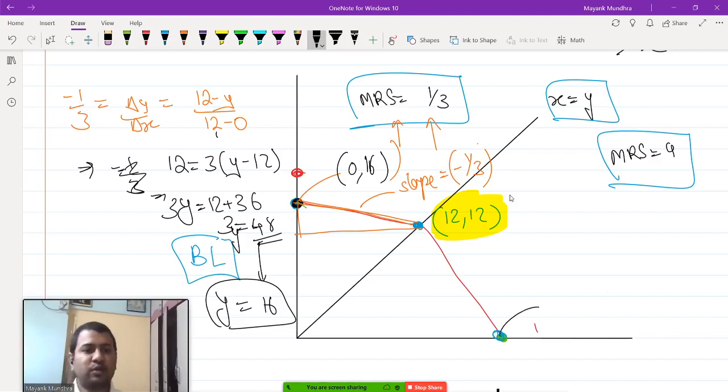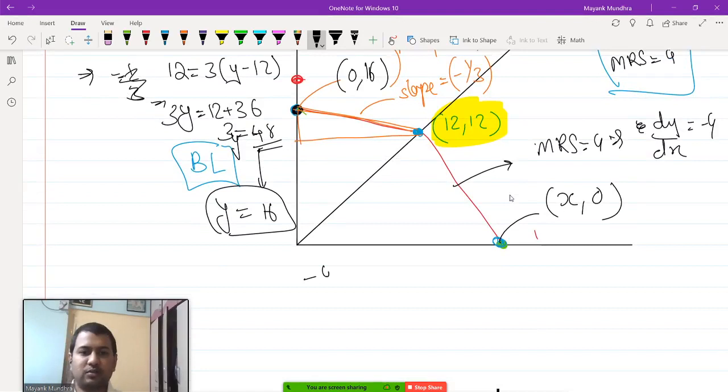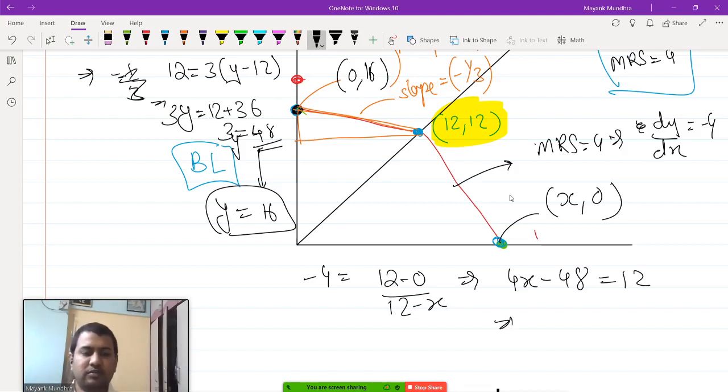Similarly, this point will be of the format x comma 0. I want to find x. I know that this MRS is equal to 4, which implies that dy by dx will be equal to minus 4. So I can just substitute these values. Minus 4 equals dy, which is 12 minus 0, upon 12 minus x. So this implies 4x minus 48 equals 12, which implies x is equal to 60 by 4. So that is 15. So this point becomes 15 comma 0.